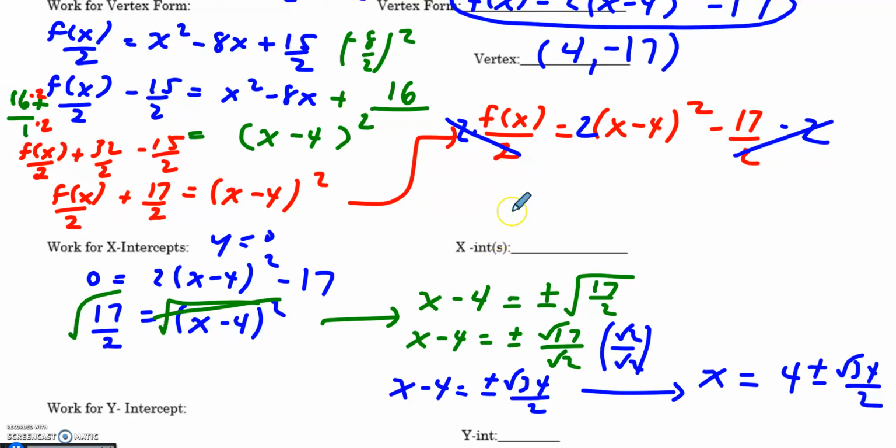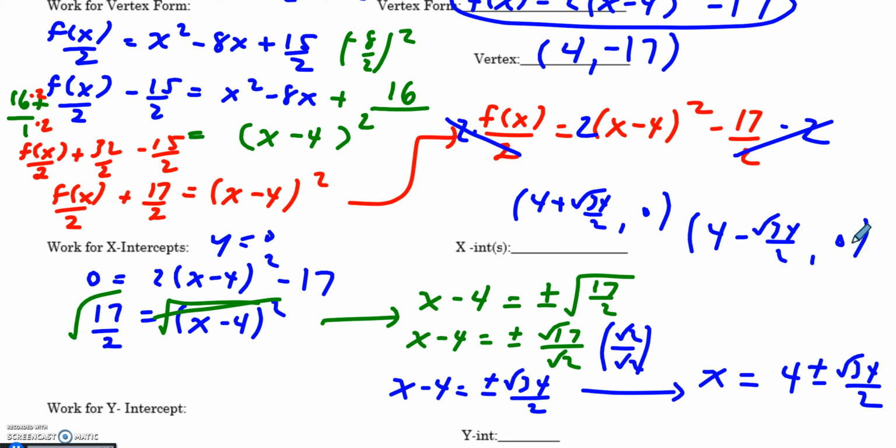So my x-intercepts would be (4 plus root 34 over 2, 0) and (4 minus root 34 over 2, 0).